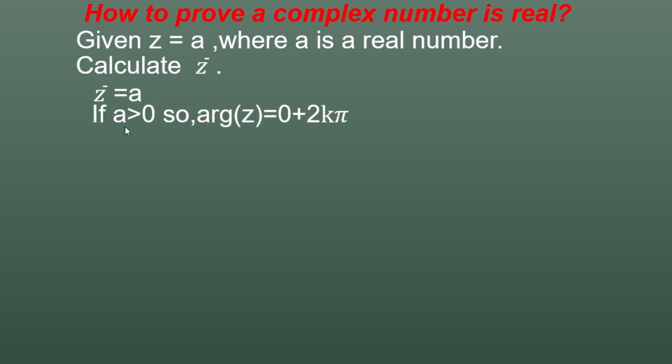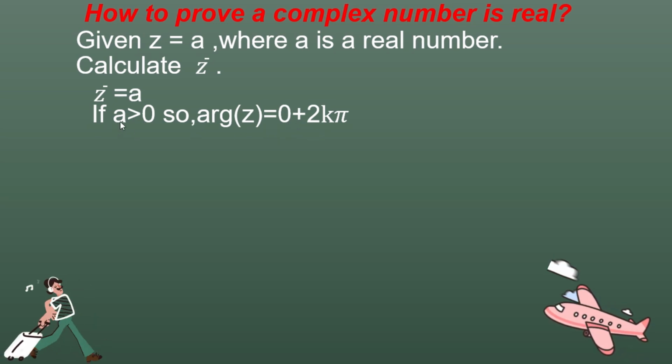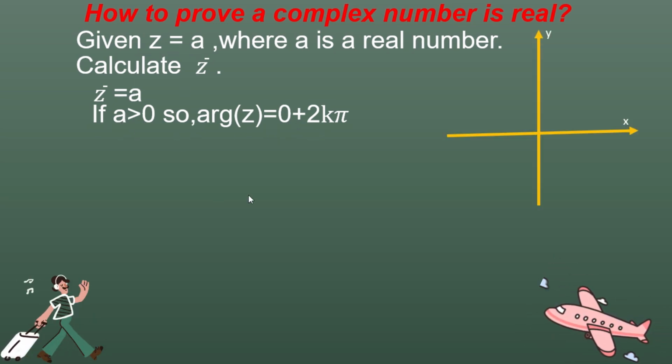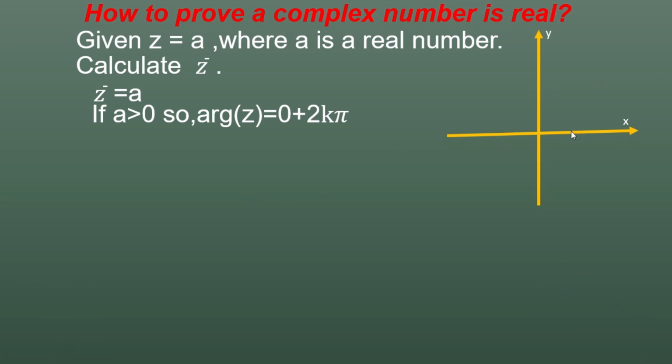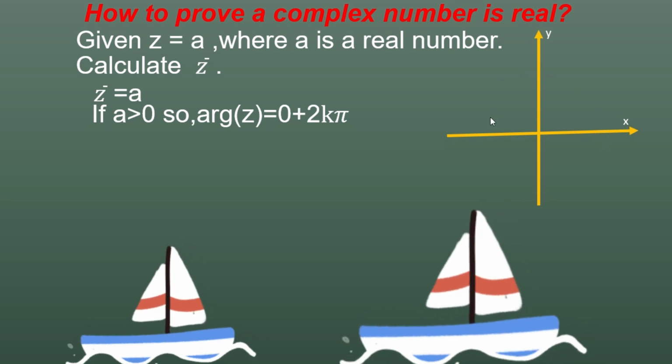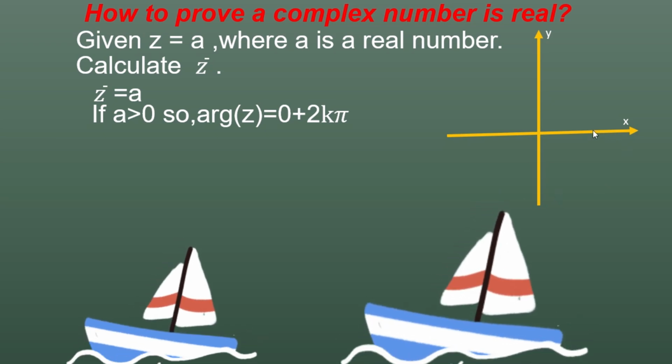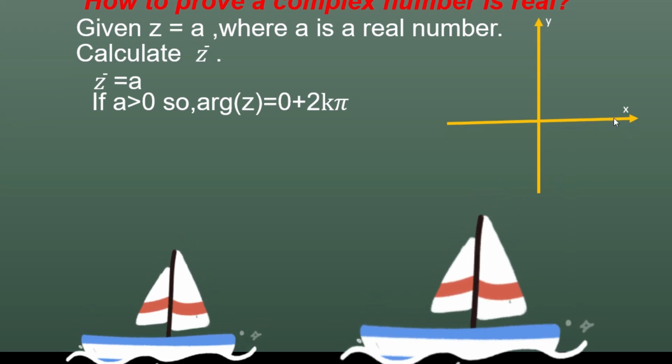If a is positive, the argument of z equals how much? 0 plus 2k pi. If a is positive, z equals a positive number. Positive here, like this. Argument of z equals 0 plus 2k pi. Or we can rotate a complete revolution, and we are still here on the semi-positive x-axis.